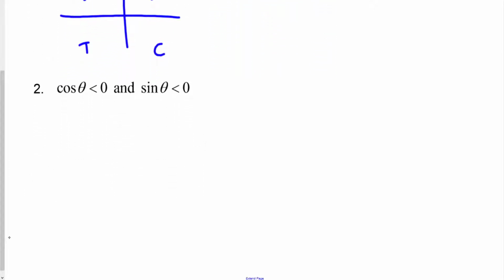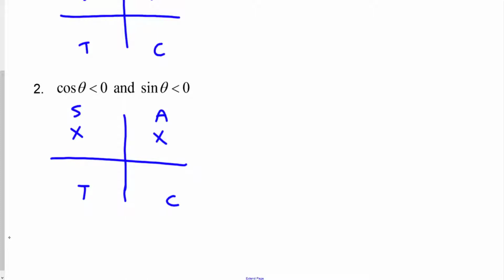All right, where cosine is less than 0 and sine is less than 0. So all students take calculus. So if cosine is less than 0, we can't be in quadrant 1. Sine is less than 0, we can't be in quadrant 2. Cosine and sine are both negative in 3, but cosine is less than 0, we can't be in quadrant 4. So in this case, quadrant 3 is our only possibility. And that's really how you answer any of those kind of questions.